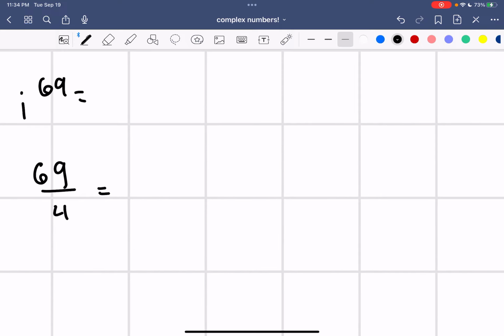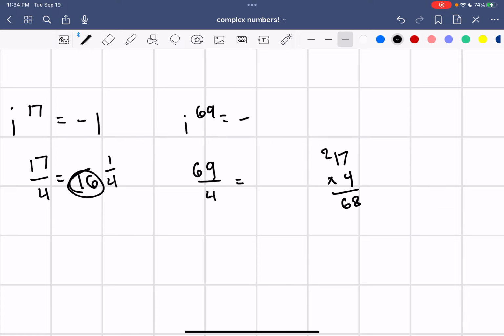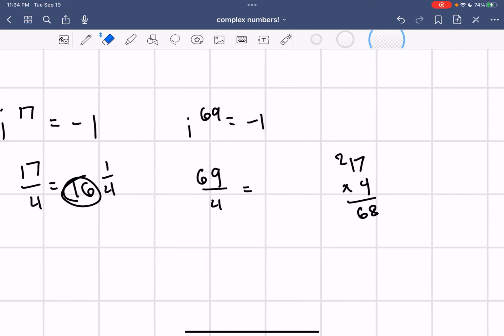So that means 17 times 4 is 68, so that means 1 over, so it's also equal to -1, I think. Right? Yeah, okay, whatever.